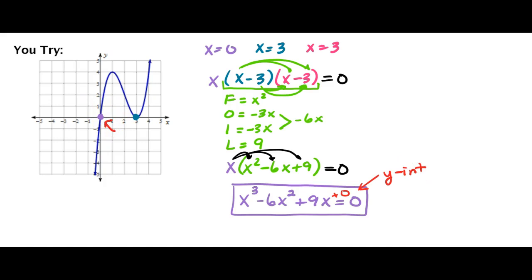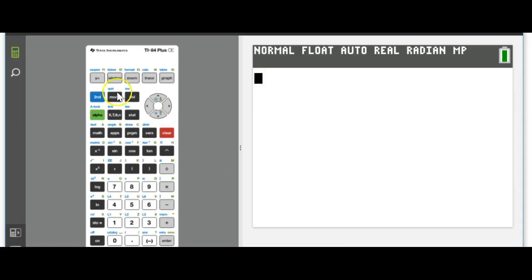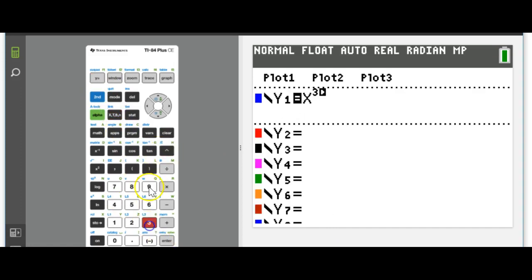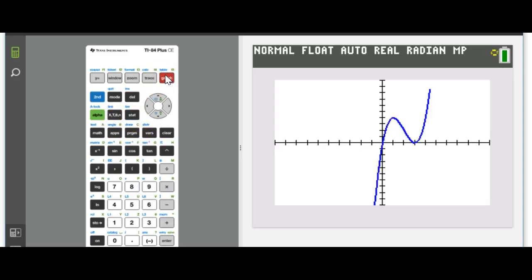So that checks out. And then I'm going to just really quickly go to my calculator, and I'm going to type in the equation we just came up with. So that was x cubed minus 6x squared plus 9x. And when I press graph, it should look just like the graph that you see on your paper. So the scaling might be slightly different, but you can kind of make sure that all the arrows are pointing in the same direction and that it crosses at the right spots.